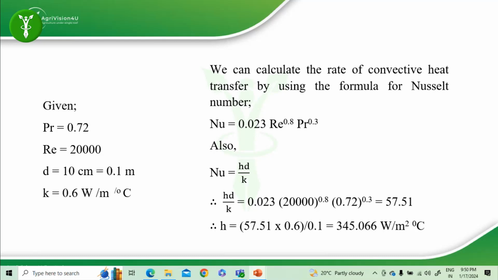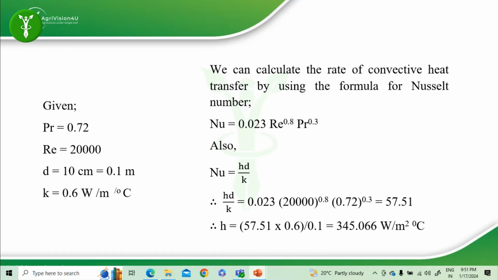So put the values. We have already been provided the value of Reynolds number as 20,000 to the power 0.8, multiplied by Prandtl number 0.72 to the power 0.3, and multiplied by 0.023. You get the value of Nusselt number as 57.51. So put this value: 57.51 is equal to HD by K. Cross multiply and calculate the value of H.